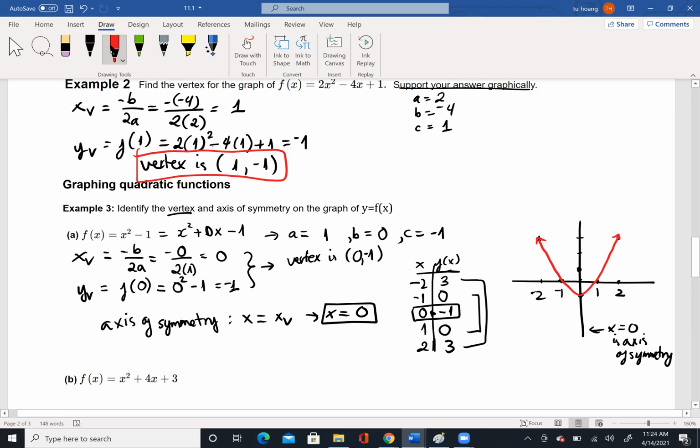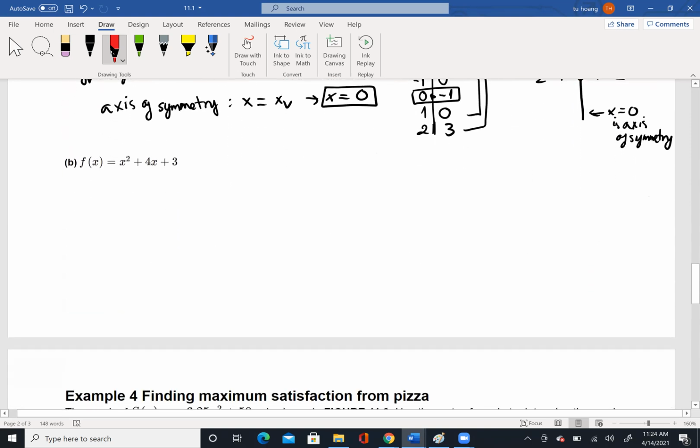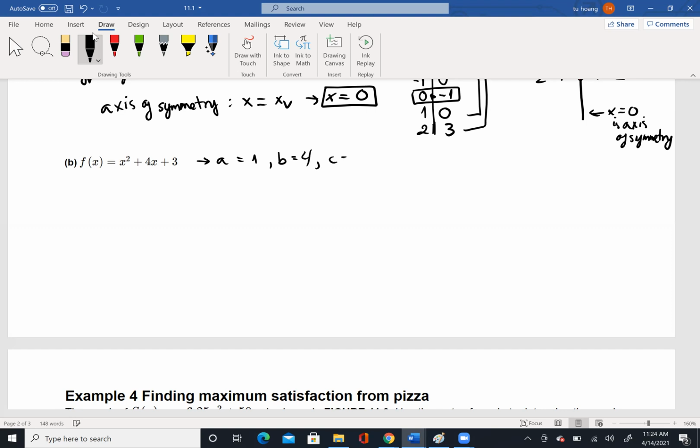So this is the graph of the function x squared minus 1. We're going to go ahead and do part B in here. In here I have a equal to 1, b equal to 4, c equal to 3.